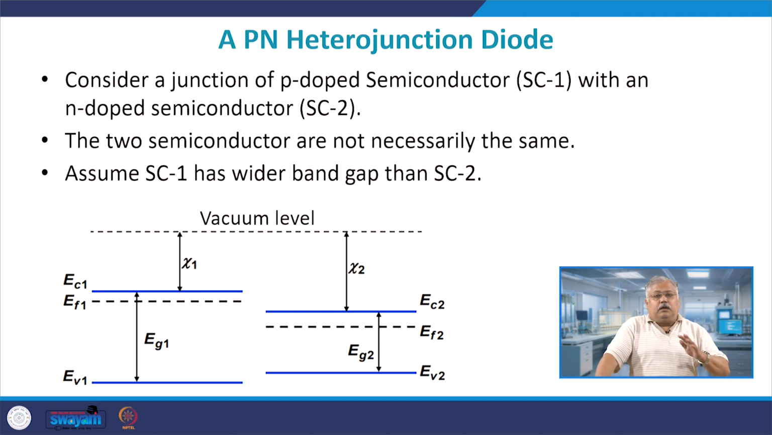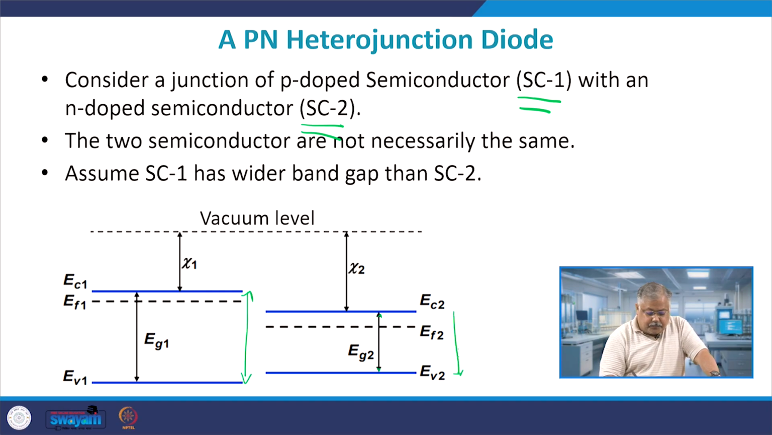So, let us consider a junction in which we have a P type semiconductor and an N type semiconductor. This P type doped semiconductor, let us name it SC1, and the N type semiconductor SC2. You can see that the band gap of semiconductor 1 is much larger as compared to that of semiconductor 2. And therefore chi 2, the electron affinity, is much larger as compared to chi 1, because it is staggered.